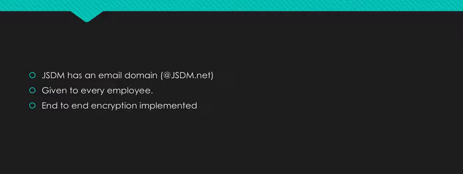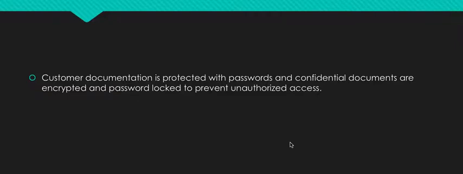The email service at JSDM. JSDM has an email domain called js@jsdm.net, and they give this to every employee. This email service has end-to-end encryption implemented. JSDM will make sure that no one except the parties involved in the email can see the message sent in the email.